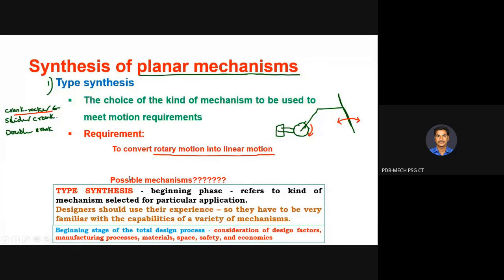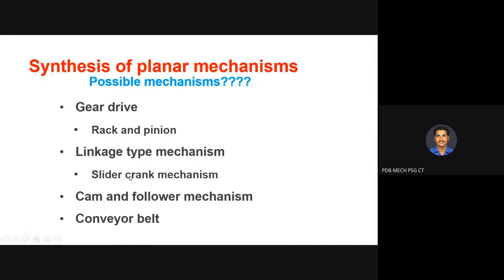So the possible mechanisms are: if you use gears, you can use rack and pinion. Then linkage type, a 4 bar linkage arrangement, the slider crank mechanism can be used. Then cam and follower is also used for converting rotary motion into linear motion. Correct or not? The cam rotates like this, and the follower displaces up and down. So that is nothing but rotary motion converted into linear motion of the follower.